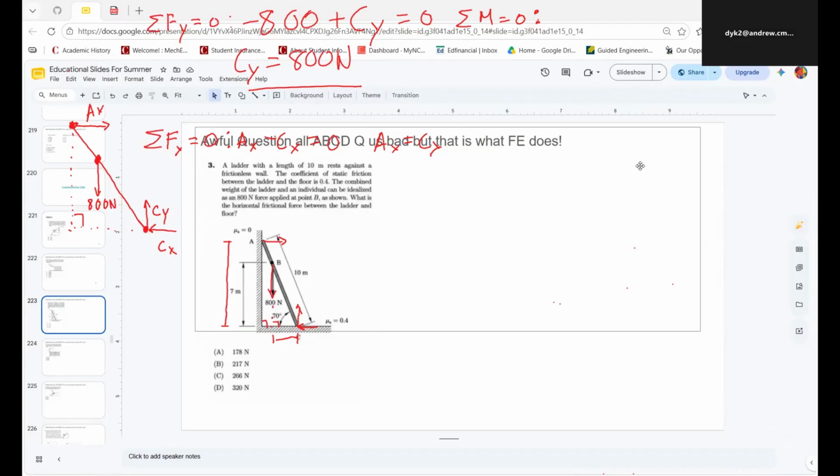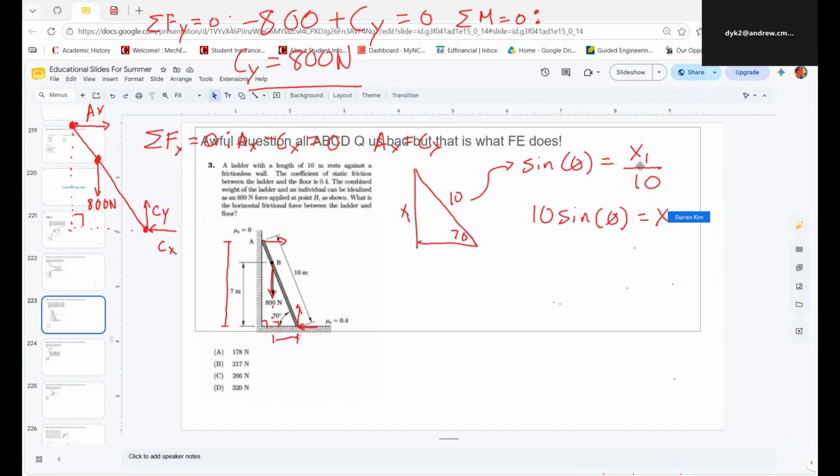We're going to use that factor to our advantage. We start with the big triangle over here with 70 and 10. You can probably guess what I'm going to do. We transform this to sine theta, which is sine of 70, equals x1, the one on the top, over 10. So 10 sine theta equals x1, where theta is 70. How do we get the other one? We need this one too. So x1 is found: x1 equals 10 sine of 70.